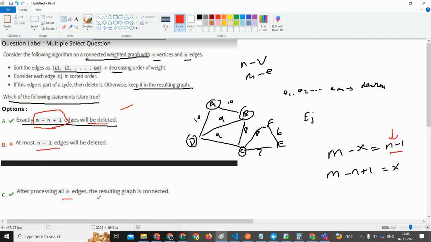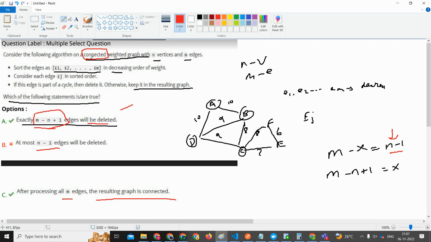After processing all m edges, the resulting graph is connected. Is it true? How do we see that? You started with a connected weighted graph, right? So all vertices are already connected. And it's saying that it's connected here, right? So you're only removing the ones that make a cycle. If they don't make a cycle, that means they're connecting something new.